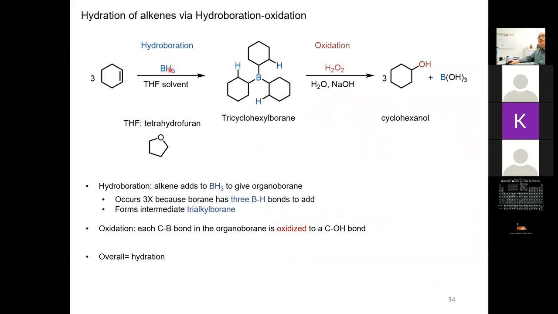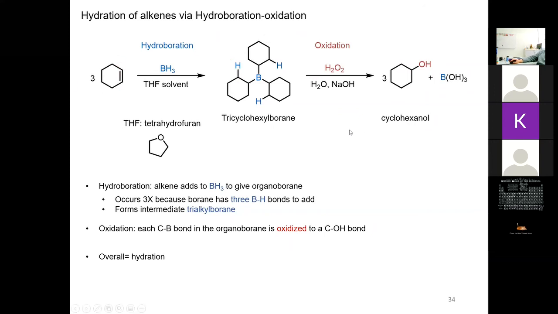So you can view this as a separate addition of H and the B. B adds to here, H adds to here. So hydroboration. And then the second step is the addition of this carbon-boron bond, which gives alcohol. So the net result is the hydration of alkenes.